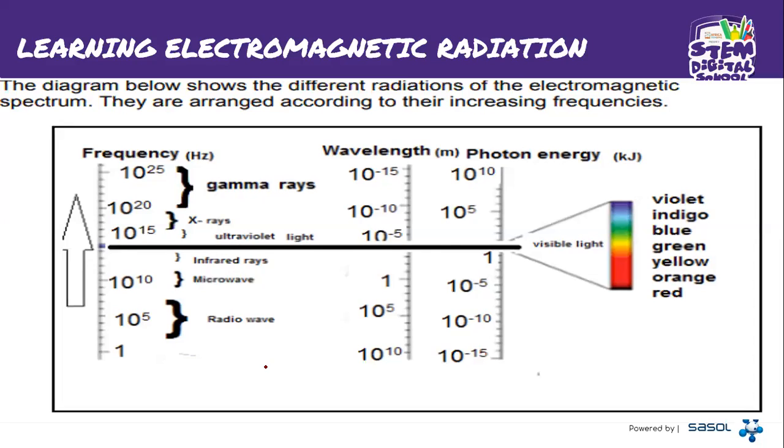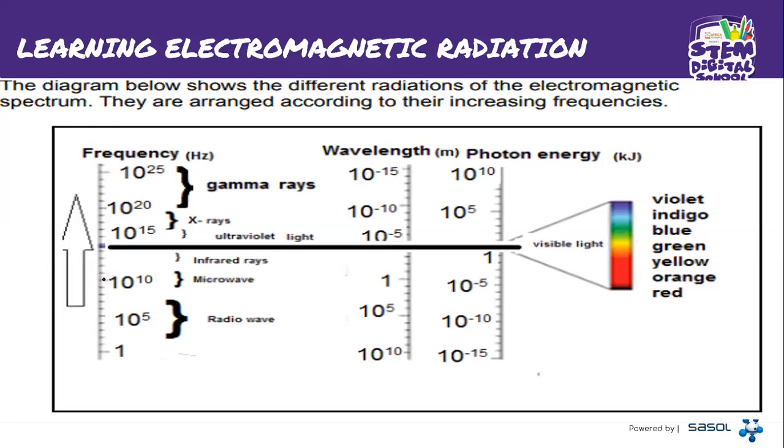Now, that's essentially what we need to know in terms of examination guidelines. Now, here is a question, and let us see how best we can answer this particular question. It says, the diagram below shows the different radiations of the electromagnetic spectrum. They are arranged according to their increasing frequencies.